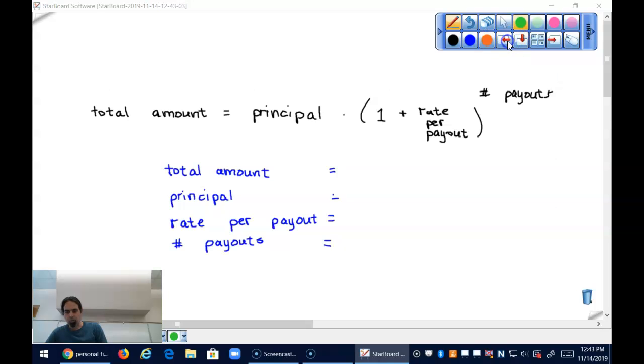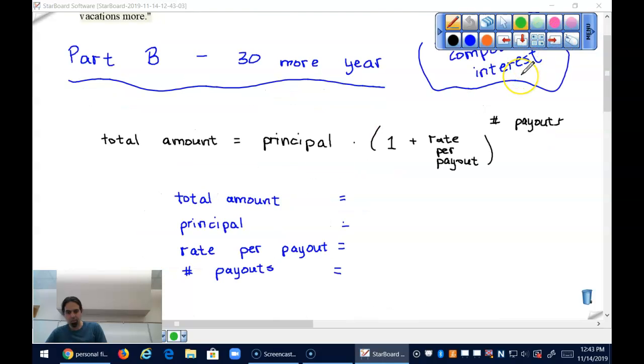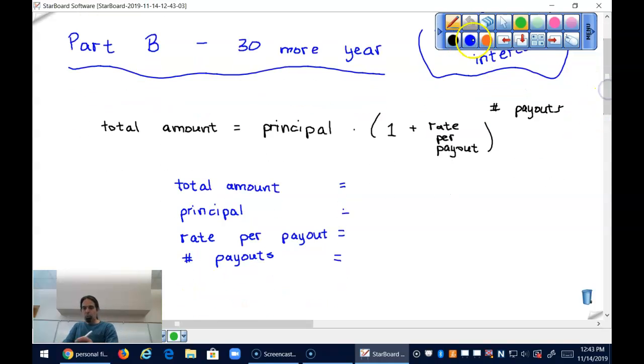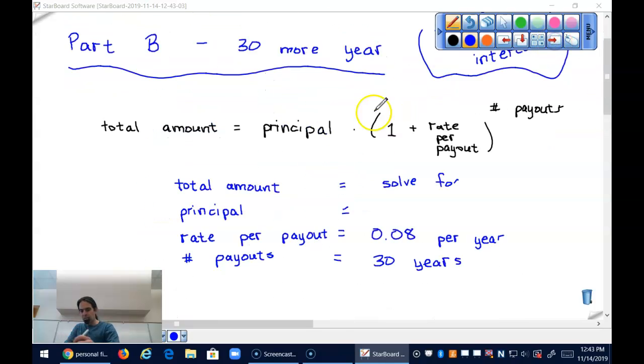Okay, I'm not quite sure what you're asking, so let me go back. Where you see the number sign and then payout, the number of payouts, yes, that would be the year. That is the exponent. Okay, so in this particular story, the total amount is what we're solving for. It's 30 more years. It's 8%, so 0.08 per year. And the principal is whatever that was before, 46,936.